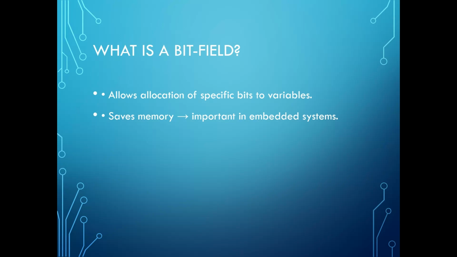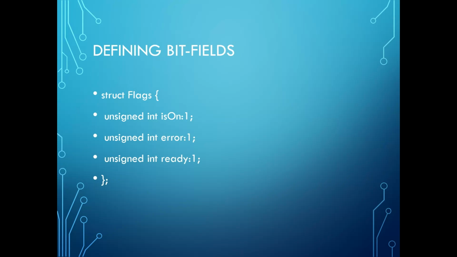So it means bit fields let us allocate a specific number of bits to variables. This is super important in embedded systems where memory is limited. So it saves memory in embedded systems. Okay. So how do you define bit fields? If you're seeing here, unsigned int is_on, one is given there, unsigned int error, one is given there, unsigned int ready, one given there. Here each flag takes just 1 bit. And instead of three separate integers, which means 12 bytes, this uses only 3 bits. It means you are saving memory here.